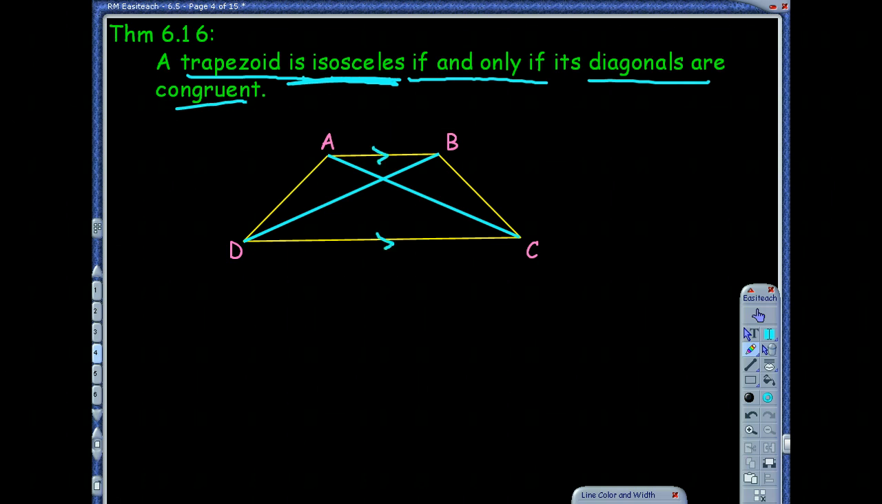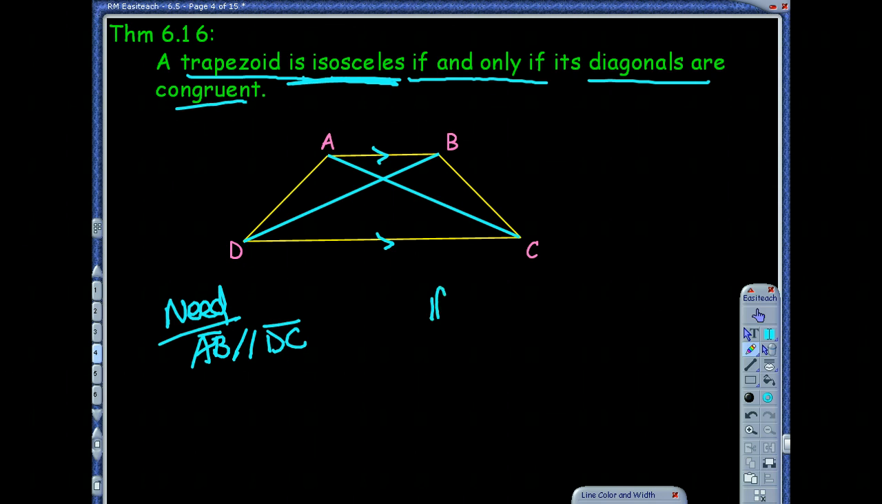And really, here's the thing, guys. You need to know that either way. You need to know you have one set of parallel sides. So we need to know that AB is parallel to DC before you can do anything.